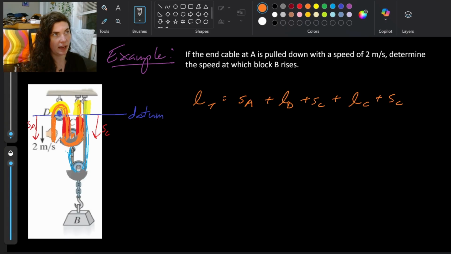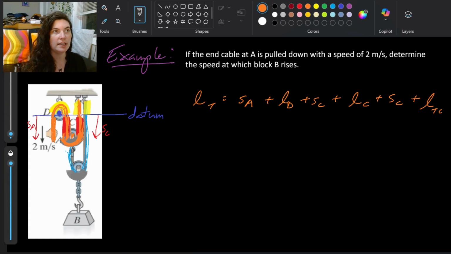And then finally, we have some length from the datum to the ceiling. It's a constant length. It's not going to be changing at all. I'm going to call it L to ceiling, LTC, length to ceiling.